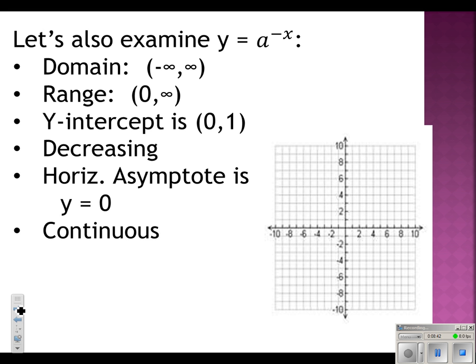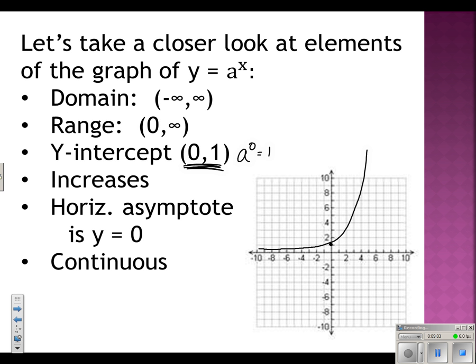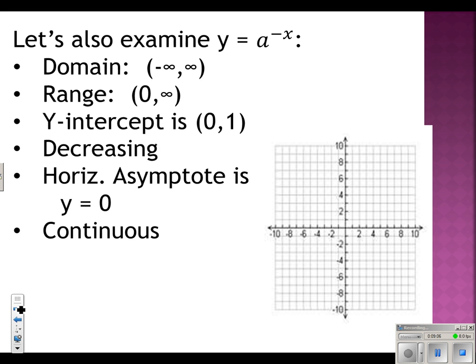This is going to decrease. And if you think about looking at a to the negative x versus a to the positive x, if we were looking at an f of x here and we put a negative in front of the x part, remember from a few chapters back that that was a reflection. If we reflect that prior curve right here that we were looking at, it's going to go down. So it makes sense that this is going to be a decreasing function. Horizontal asymptote will again stay at y equals 0, and it again is going to be continuous.